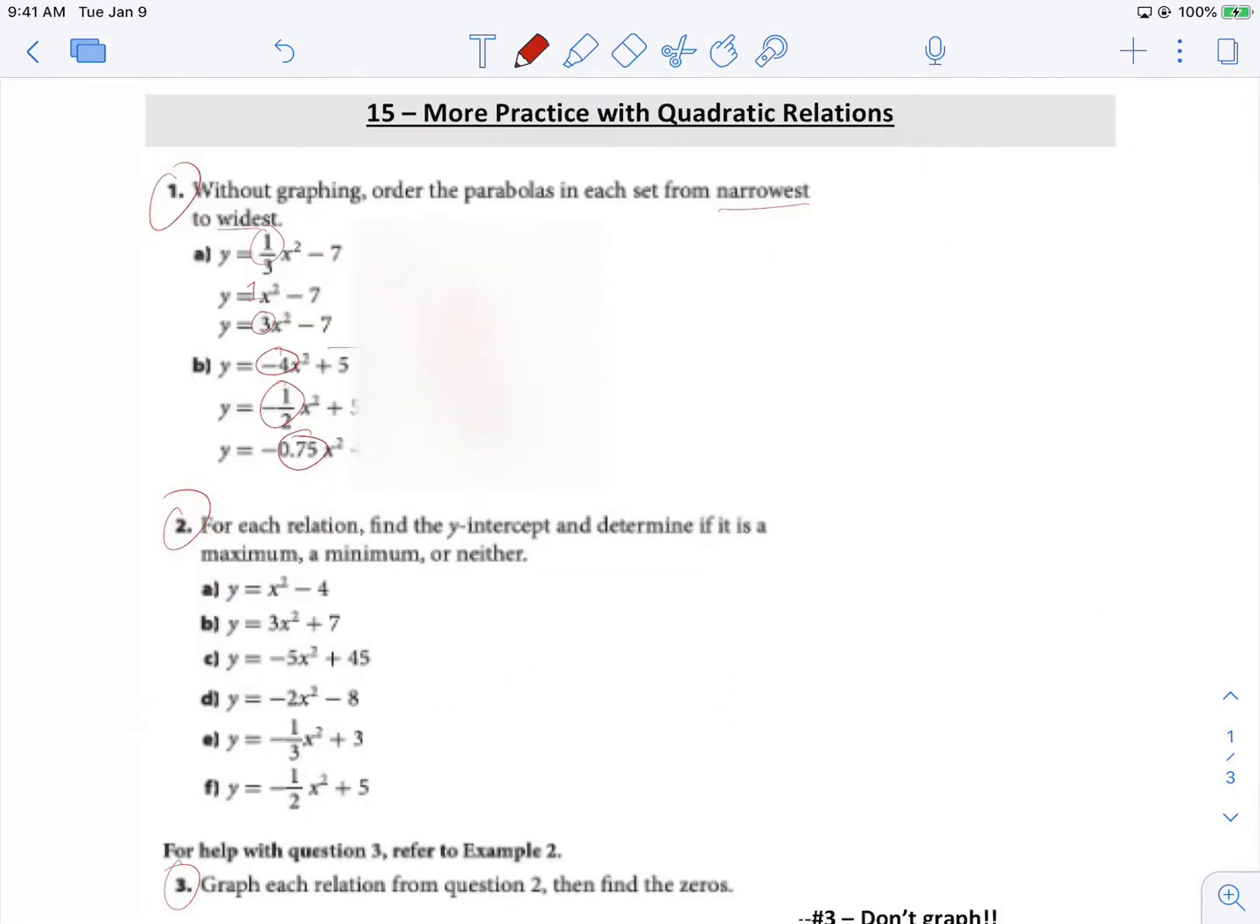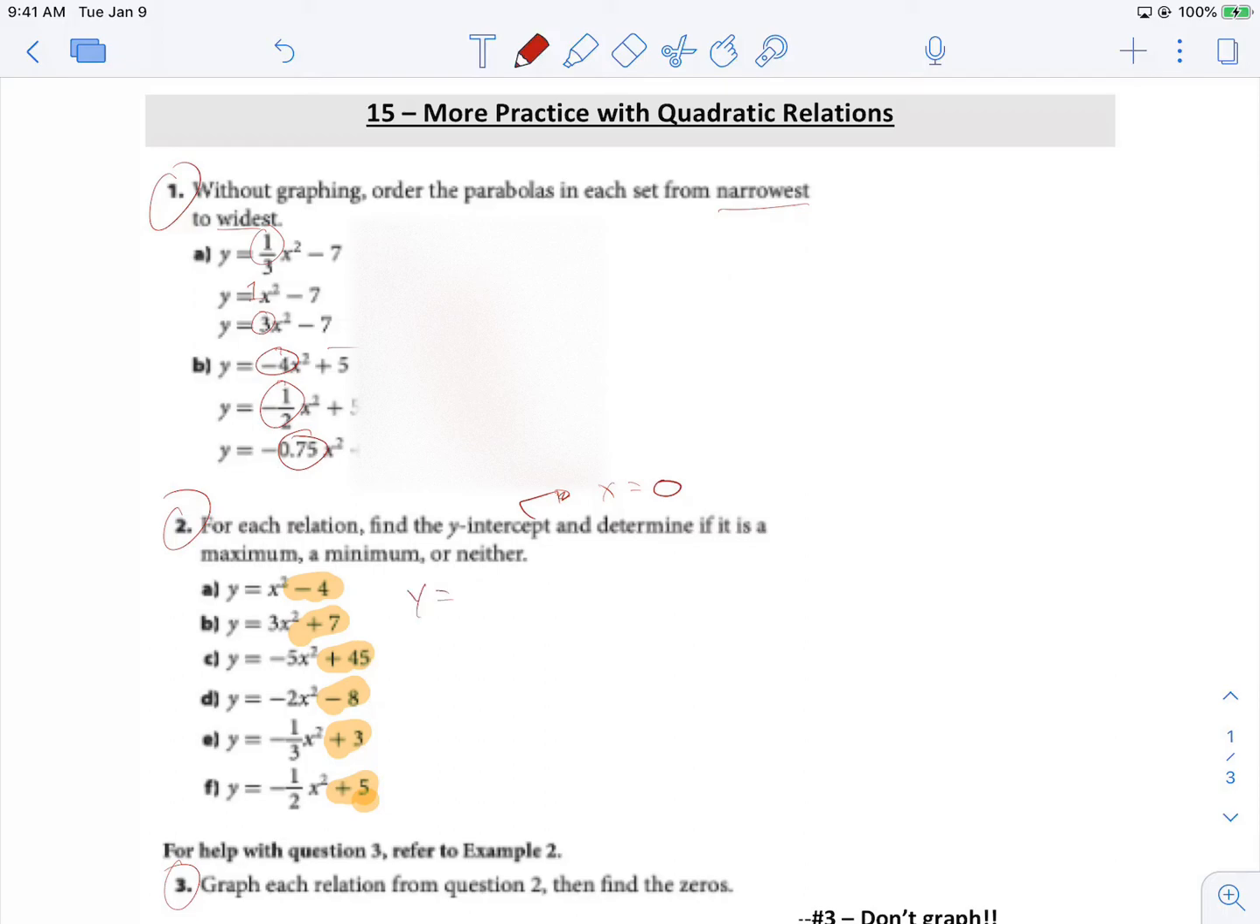A minimum, or neither. Okay, we can do that. So let's first off find our y-intercepts. So how do we do that? Y-intercept, just set your x equal to 0. Another really good trick is just look at this last number here. This is always going to be your y-intercept, and I will show you by doing the first one.